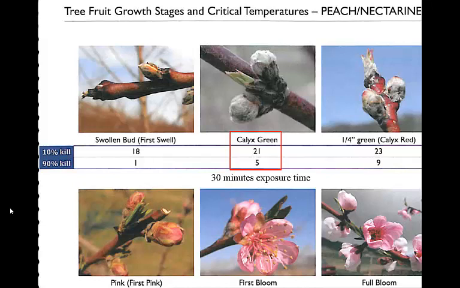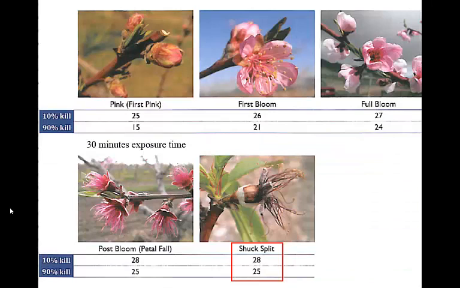Okay? Now let's fast forward. Say we've got fruit that's starting to develop right there. Still about 28 degrees for 30 minutes, and I'm going to get 10% kill. I'm at 25 degrees, and I lose 90% of my fruit. Okay? So I've got 3 degrees to play with to try and have fruit on my trees. Who wants to join me? Okay? Now you know why those fruit growers are just on edge.